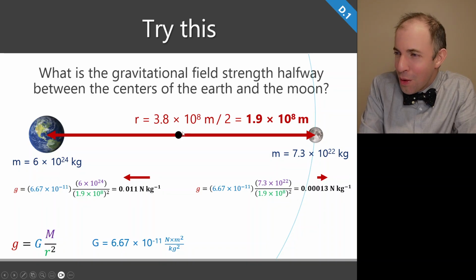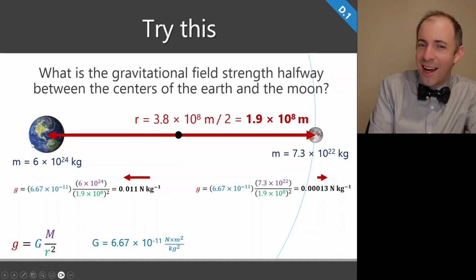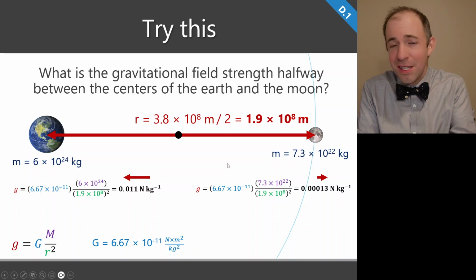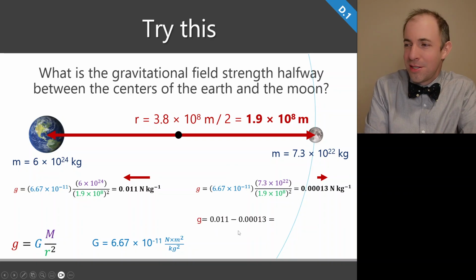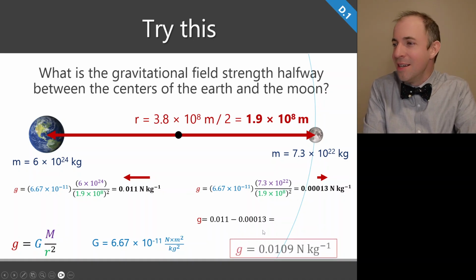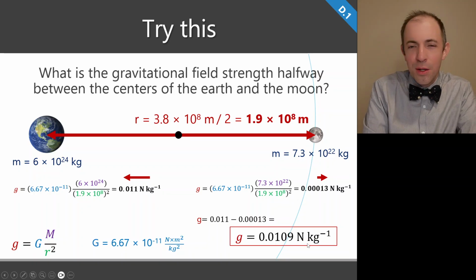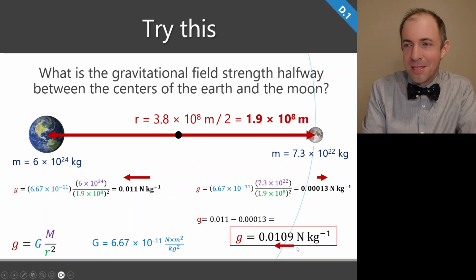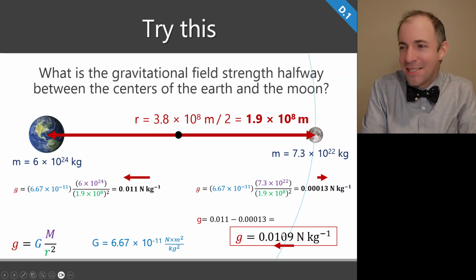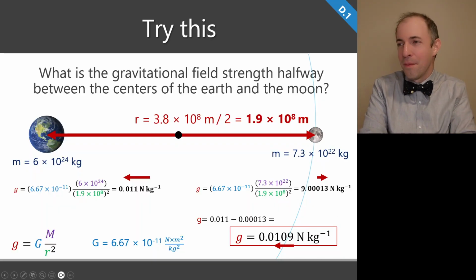So now if we're right in the middle, we're experiencing a little tug of war action where the Earth is tugging on us with greater force field strength than the Moon is tugging on us. And we can just resolve these forces and combine them. Basically, just find the difference of these. 0.011 minus 0.00013 is an overall result of 0.0109 newtons per kilogram pointing towards the Earth. So the Earth definitely wins that battle, but the Moon has decreased it just a little bit, 0.0001 newtons per kilogram worth.